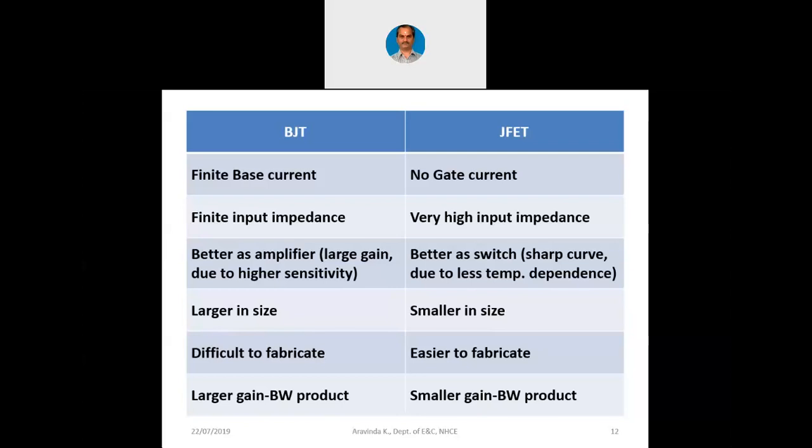Now, BJT is difficult to fabricate. Why? As you already know, collector is larger, emitter is medium region, base is smaller. In addition, collector will be medium doped, emitter will be heavily doped. So, doping wise also, area wise also, there are differences. That is why BJT is difficult to fabricate or to manufacture.